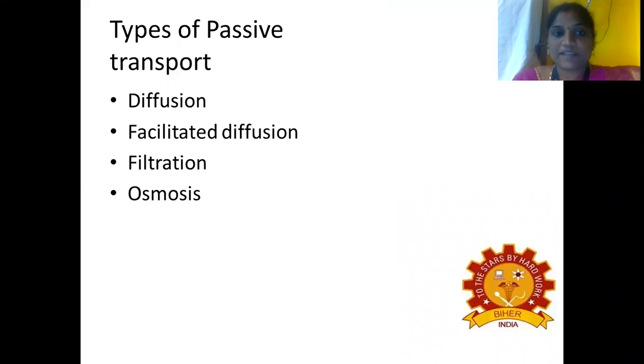Types of passive transport. There are 4 types of passive transport. Passive transport means they do not need energy. The 4 types are diffusion, facilitated diffusion, filtration, and osmosis. These are the 4 types of passive transport.